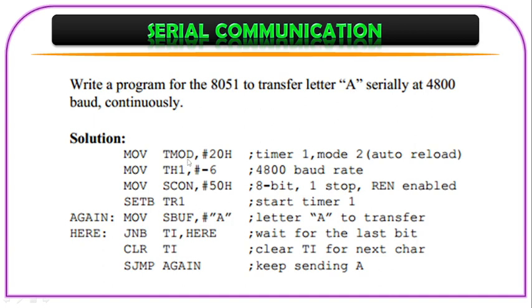So the procedure is: the timer should be initialized to mode 2, and then give the count for the baud rate, and then the SCON register is 50H, and then start your timer, and then move the data to the SBUF register and check whether the flag becomes high for the serial communication.